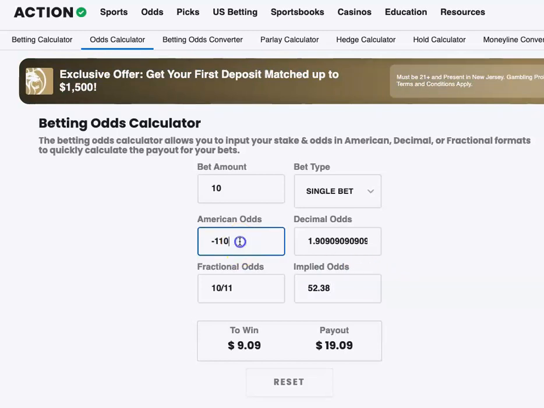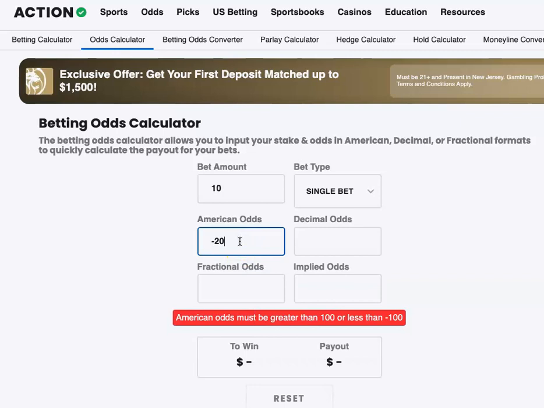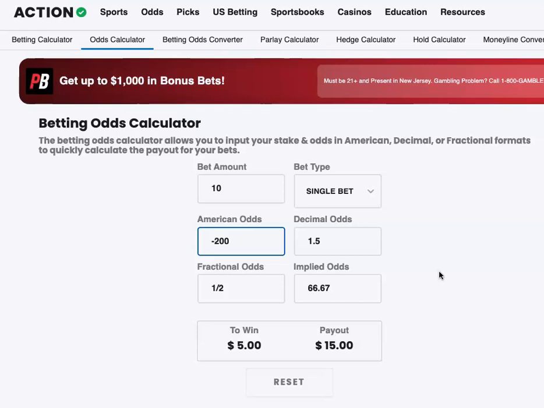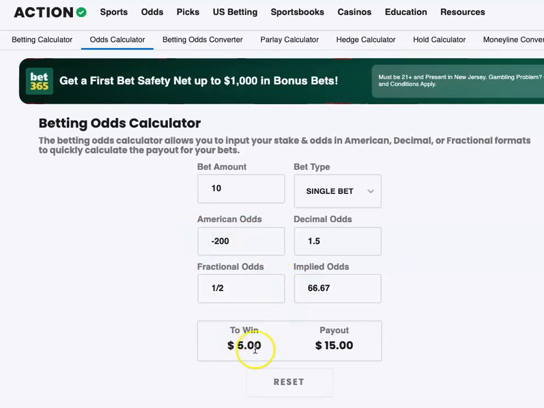So knowing what you know, if you have a minus 200 favorite, that means you think there's a 66.67% chance that that favorite's going to win. And if you bet $10 on a single bet on a minus 200 line, you're only going to win $5. So your total payout of 15, you're only winning half of what you gambled.